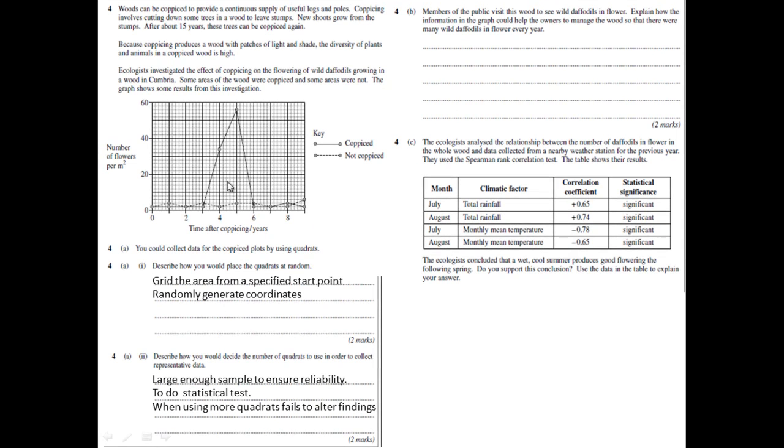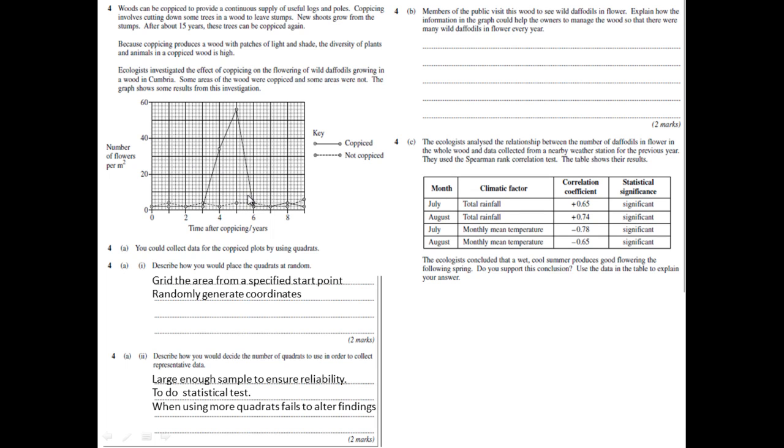Those previous 2 questions are pretty stock questions you'd expect on any population test. This one is more specific to the data you're given. Members of the public visit this wood to see wild daffodils in flower. Explain how the information in the graph could help the owners to manage the wood so there were many wild daffodils in flower every year. If you look at the data, when it's been coppiced, there tends to be a spike in the number of daffodils. When it's not coppiced, the numbers tend to stay quite low.